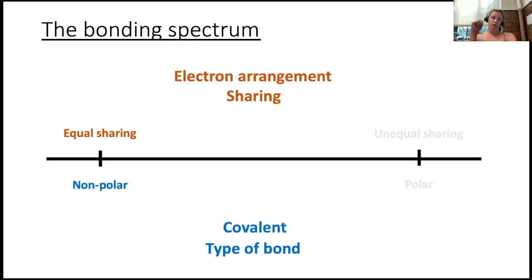Let's talk a bit more about covalent bonding because, as you may have experienced in real life, sharing can sometimes be equal and sometimes unequal. And the same is true for bonding, folks. In a covalent bond, we would call the equal sharing of electrons a non-polar bond.